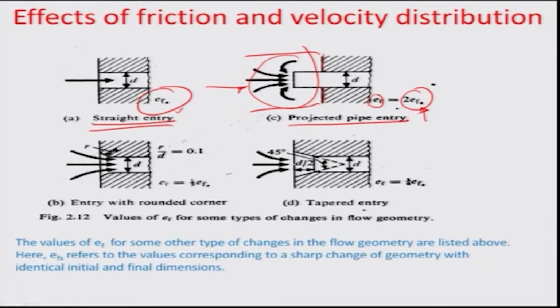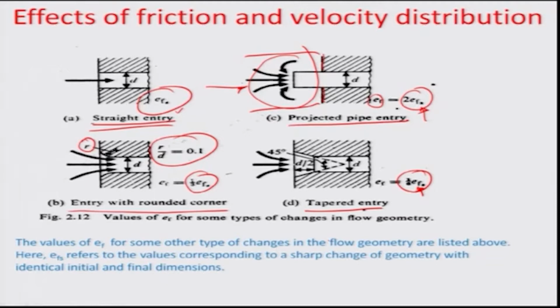For the case where it is entry with rounded corners and there is some kind of a radius effect involved here, and R by D is typically 0.1, the EF is recorded as one-third of the value which is read from the plot of area ratio versus EF. And then for the tapered entry, again the modification that you have is a sixth of the EF value that is read from the graph of sudden expansion and sudden contraction.